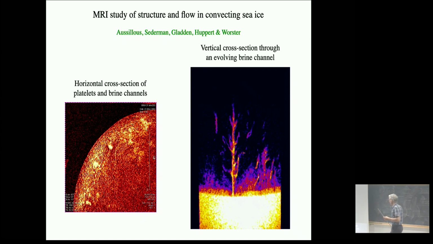And the primary route for salt out of the mushy layer into the ocean is via these brine channels. So there's a slow sort of permeation of the brine through the mushy layer, eventually into a brine channel, and then out as a plume that you saw at the beginning.